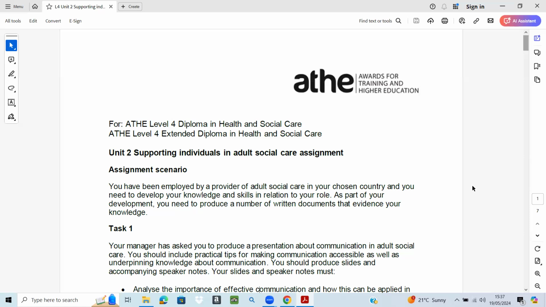Another important aspect is consent. Consent ensures that the service user agrees to the care provided and understands what it entails, respecting their rights and autonomy. Records should be accurate, up to date, factual, and stored securely to protect the confidentiality of the service user. In recording, we also use the GDPR and Data Protection Act.